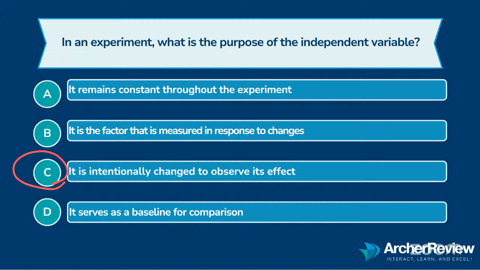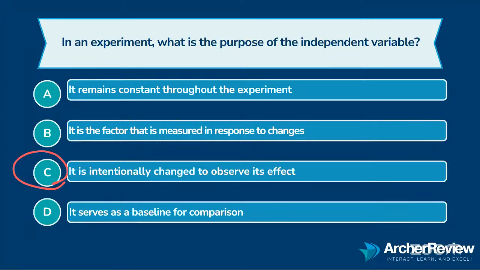Now let's take a look at our other responses. A, it remains constant throughout the experiment. While we do have controlled variables that do have to remain constant, if we stick with the migraine example, we would want all of our migraine participants to keep up their regular sleep schedule, their regular diet, their regular exercise regimen, so that we could know for sure that it was only the migraine medication and not something else they changed in their life.